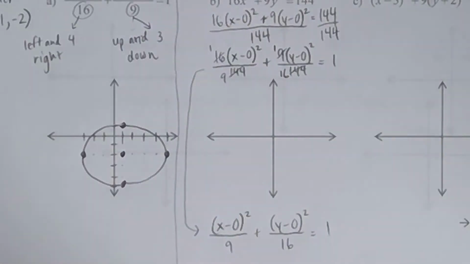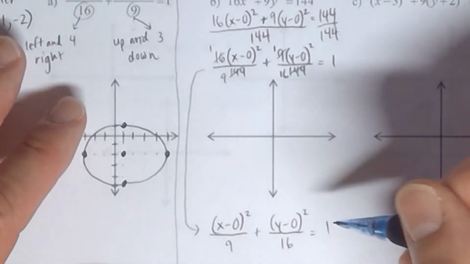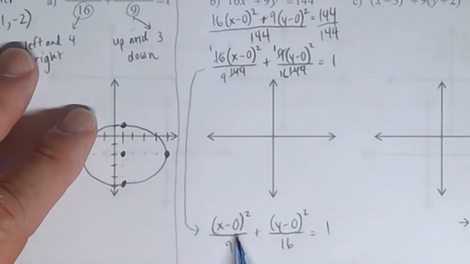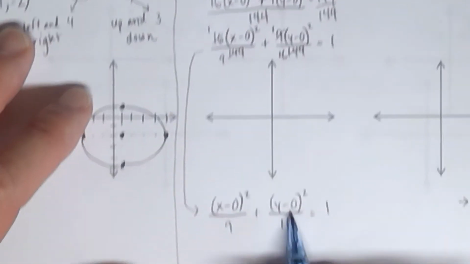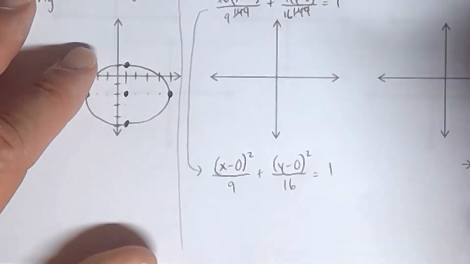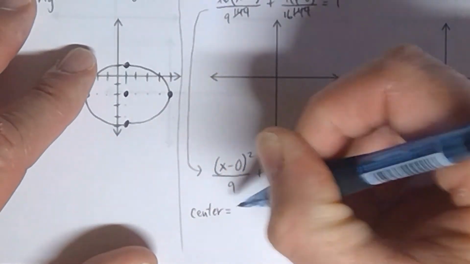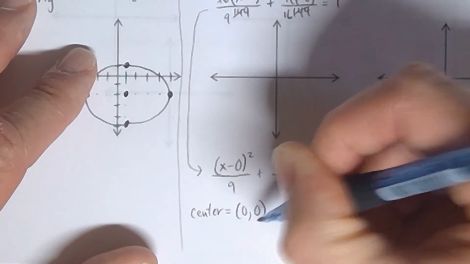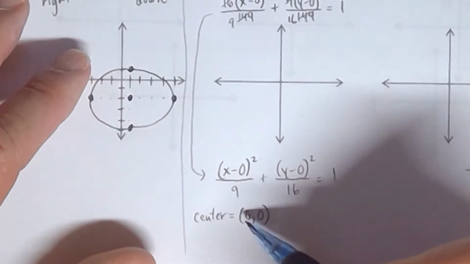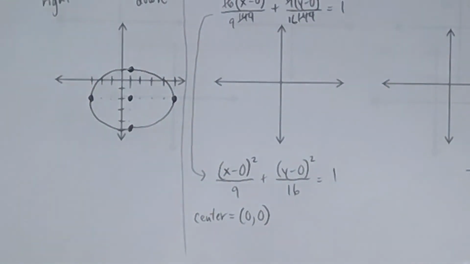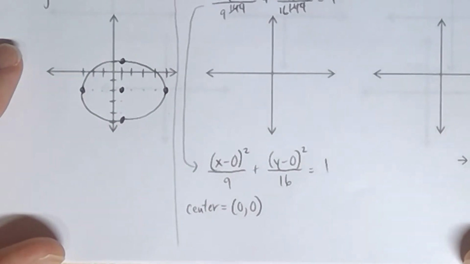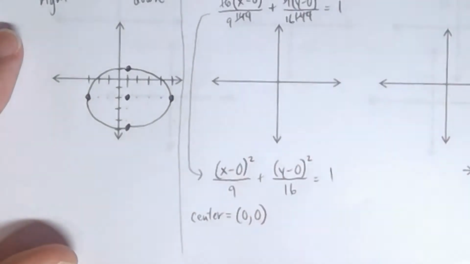And so, because it looks like that, now we look at the H and the K. They both say minus 0, so that means that the center is 0, 0, isn't it? If you change the signs to positive 0, it's still going to be 0 anyway. Either way, that's our center.